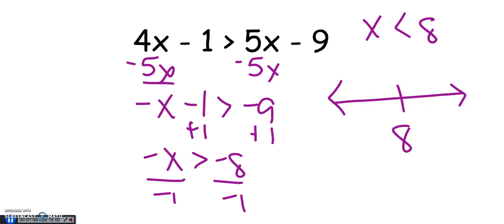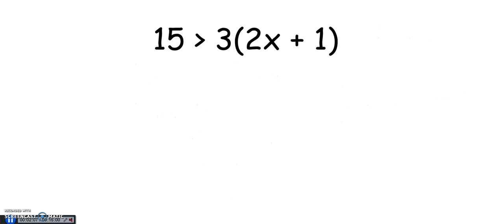So we put an 8 in the middle of our number line, an open circle, and this time the stuff that's less than is to the left. Less is left. We shade left.